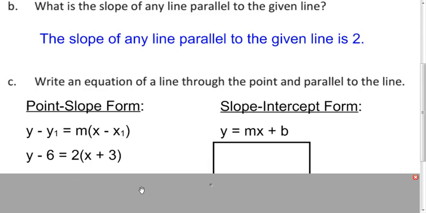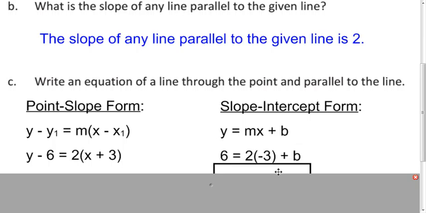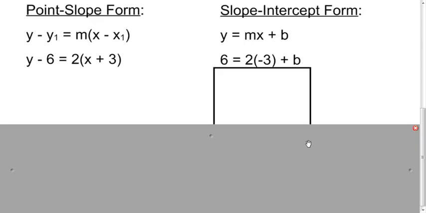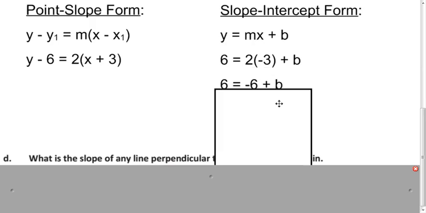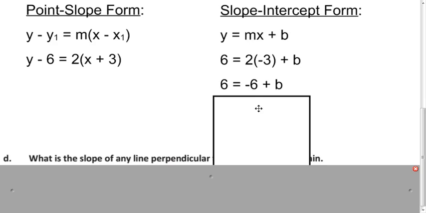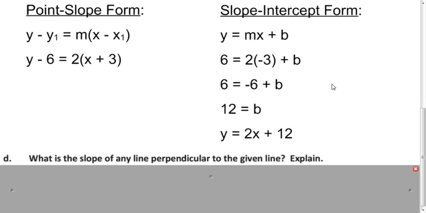Now for slope-intercept form, let's see. Well, we know the slope is 2, and the point is -3, 6. So we're going to plug those in. Move this down. And now we solve this to figure out what b is, and then plug that in to figure out our slope-intercept form. So add -6 to both sides, and we get the y-intercept is 12, so our equation is y equals 2x plus 12. So these are the same equation.